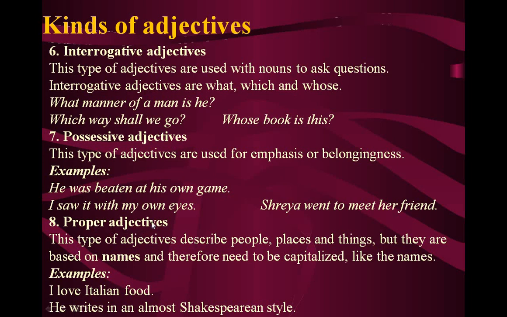As I discussed in the very beginning, describing the quality of my bag, that it is an Adidas bag. In the same way, the Indian soldiers, see, India is a noun, and I've used that noun as an adjective here. So when we use a noun as an adjective, we call it proper adjectives. This type of adjectives describe people, places, and things, but they are based on names, and therefore they need to be capitalized, as it is given over here.